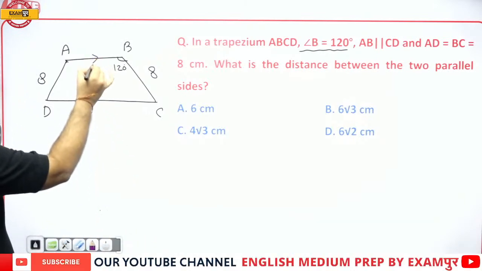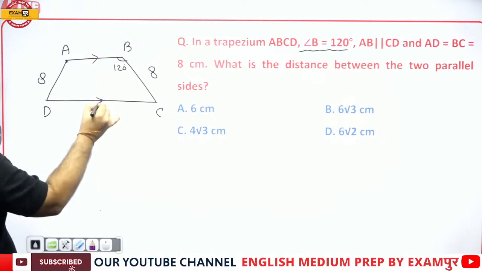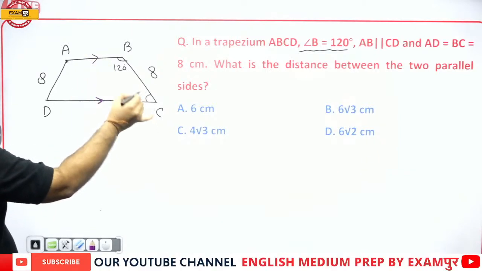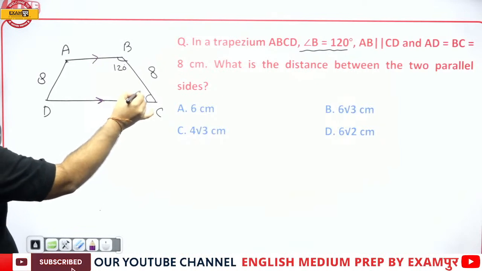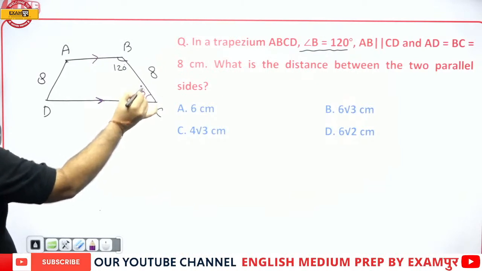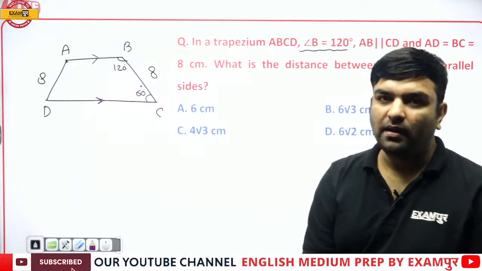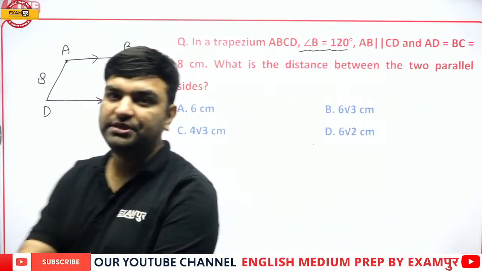Property of parallel lines. If two lines are parallel, then the sum of these two angles is 180 degrees.